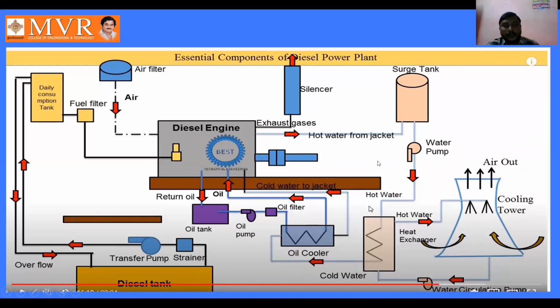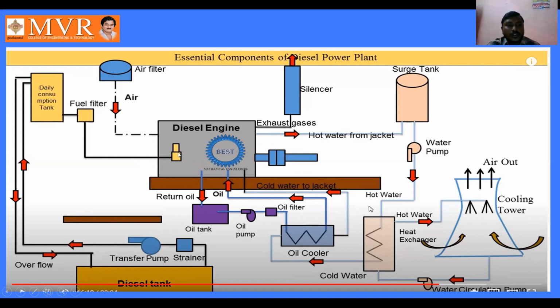Here is the full layout of the diesel power plant. From the diesel tank, the diesel enters the daily consumption tank, and the overflow returns to the diesel tank. By using the strainer and transfer pump, we pump the oil into the daily consumption tank, and again from the daily consumption tank it enters the fuel filter. From the fuel filter, it enters the diesel engine.